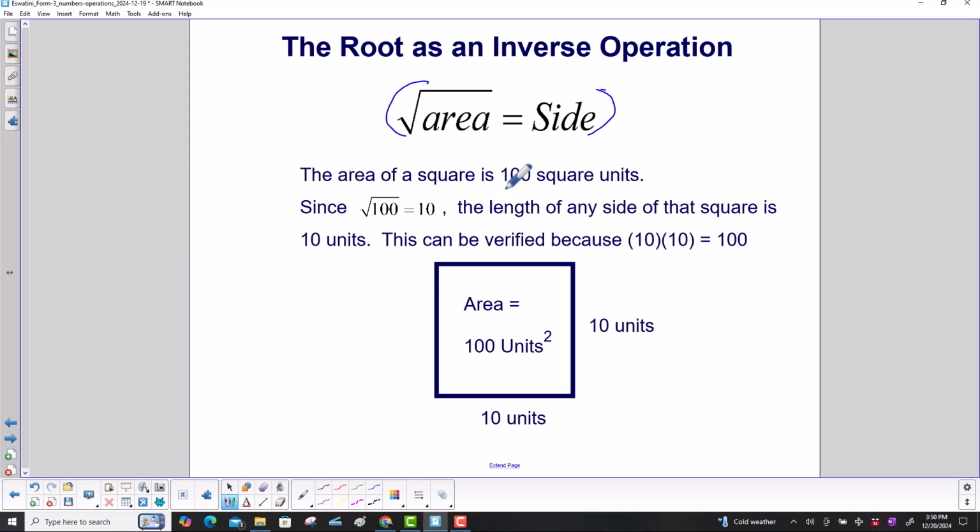So the area of a square is 100 square units. Since the square root of 100 is equal to 10, the length of any side of that square is 10 units. This can be verified because 10 times 10 is 100. So 10 units for each side, and the area is 100 square units.